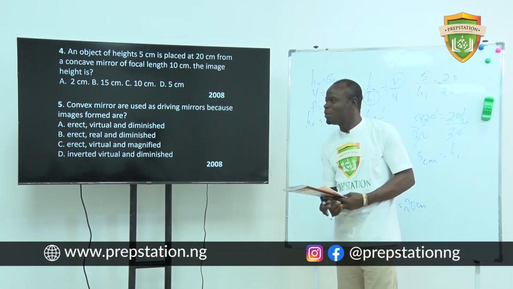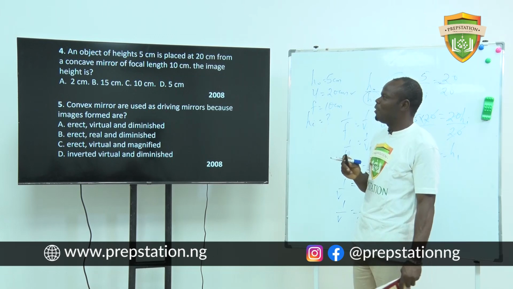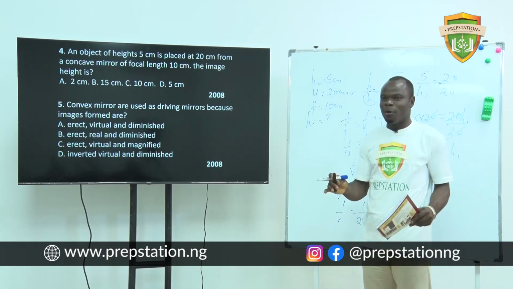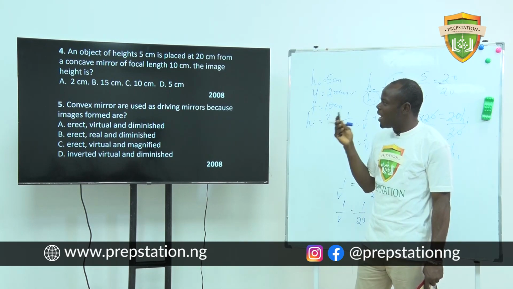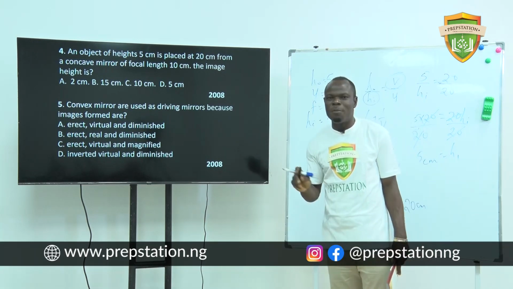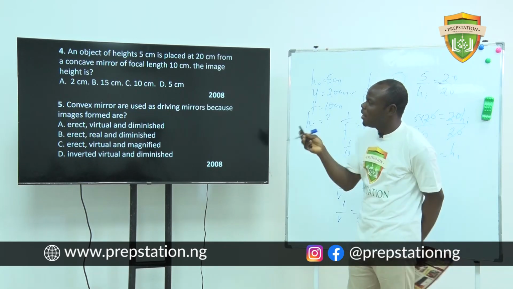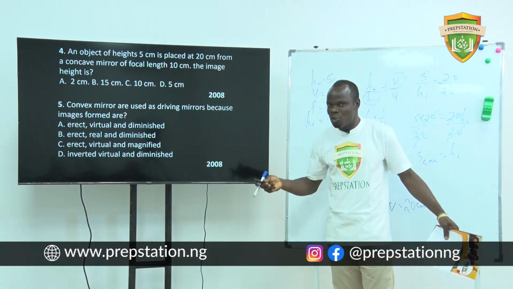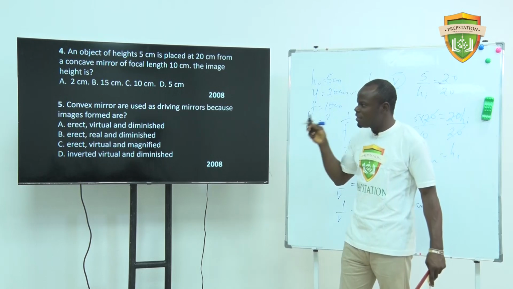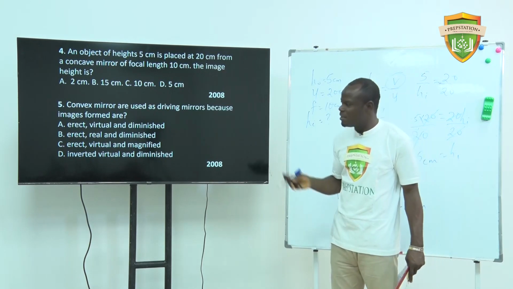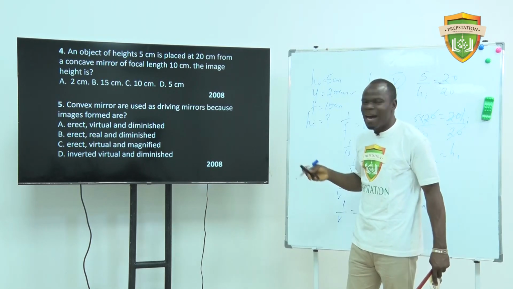That's from 2008. So let me move to question 5. It says, convex mirrors are used as driving mirrors. I'm sure you have a good idea now, for those of you that drive. Convex mirrors are used as driving mirrors because images formed are what? Let's look at the options and see the one that will meet up with what we have said so far. A, the images are erect, virtual and diminished. B says erect, real, and diminished. C says erect, virtual, and magnified. D, inverted, virtual, and diminished.